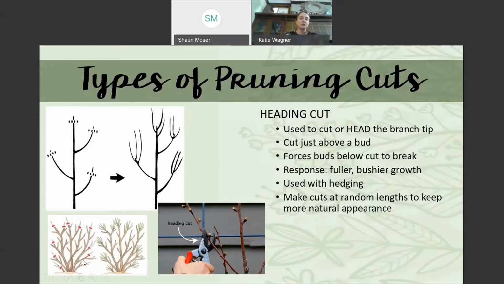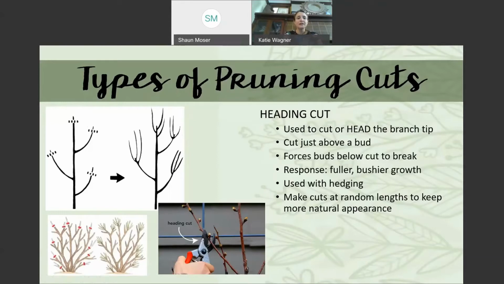And so if we're trying to get kind of a denser foliage right on the exterior of the plant, we can do a series of these heading cuts and we'll get kind of a flush of growth happening right below where we made that cut. Try to randomize this at different lengths. That's going to give a much more natural appearance, okay? Instead of just having it perfectly even, unless that's the look that you're looking for, do it at different lengths, and you'll get a nice natural appearance to that shrub.